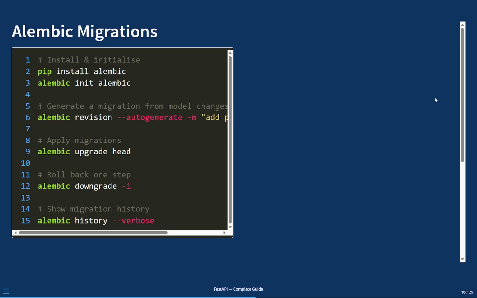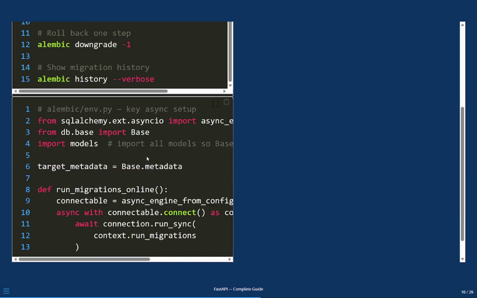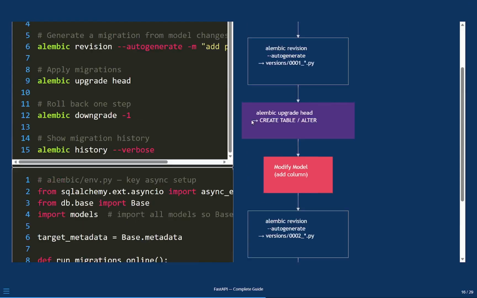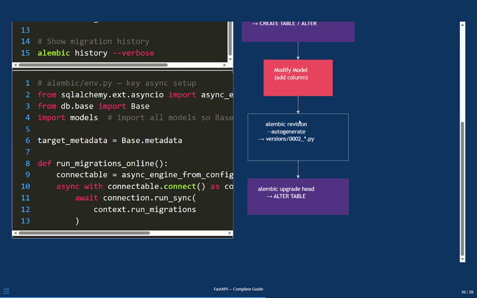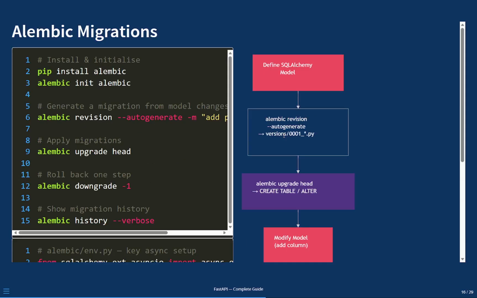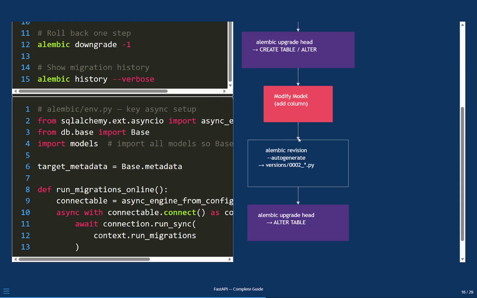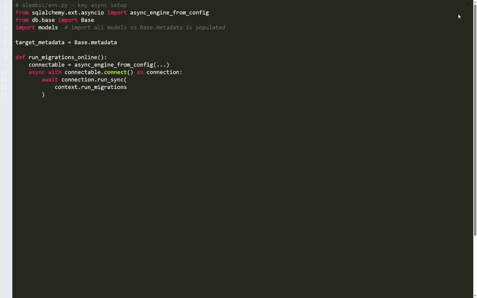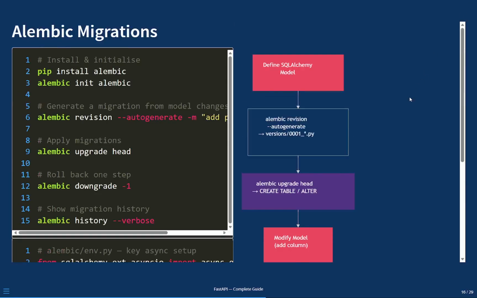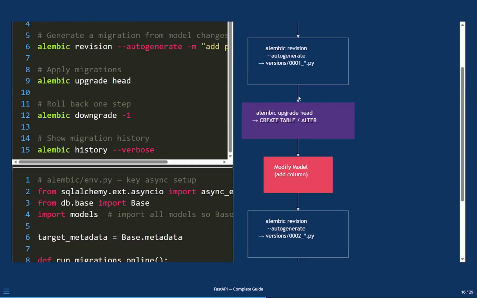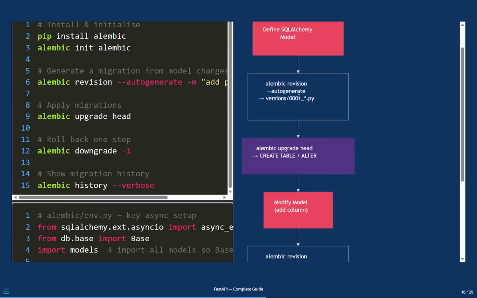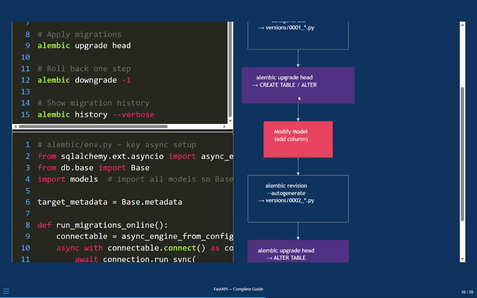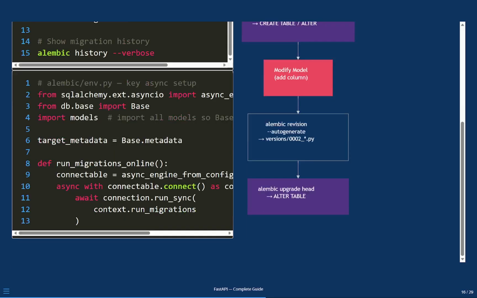Click. The workflow diagram shows this cycle visually. Model change, generate migration file, apply to database, repeat. It's the same DRY loop as Django migrations, but for the SQLAlchemy world. Click. The version chain diagram shows the dependency graph. 0001_initial to 0002_add_status to 0003_add_tags to head. Alembic always knows which migrations have been applied and which are pending.